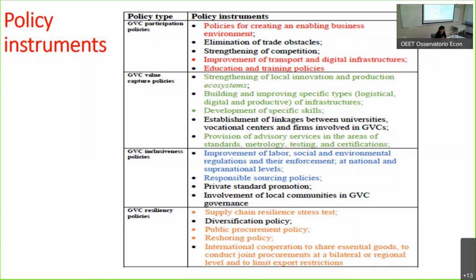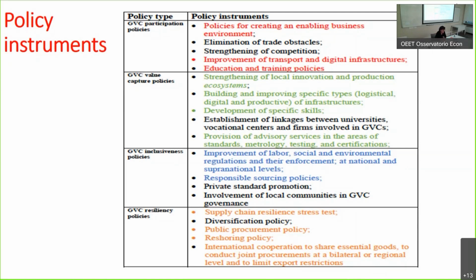Then we have, very important, all the policies aimed at building up a supply of advisory services, and very important are all those services in the areas of standards, metrology, testing, and certification. So, as you can see, in the case of value capture policy, we are thinking about specific instruments aimed at building up human infrastructure and technological capacity, aimed at strengthening the capacity in a specific GVC with the scope of upgrading.